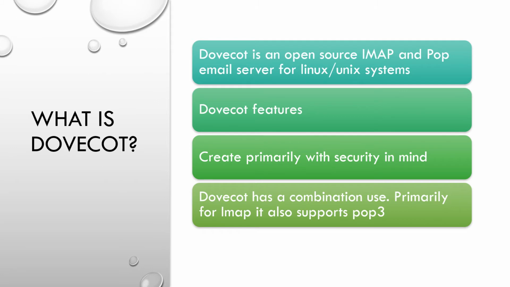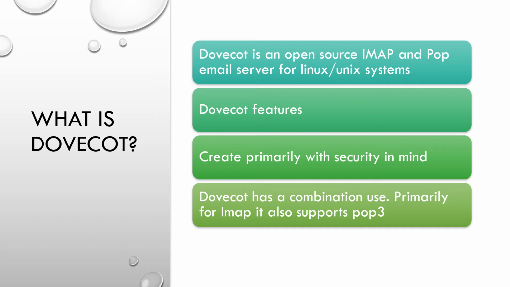So the next thing is going to be, what is Dovecot? Dovecot is an open source IMAP and POP email server for Linux and Unix systems. So you might be asking, what is IMAP? I didn't really go into detail about what IMAP is, but IMAP is going to be another server similar to POP that you can use to access emails.